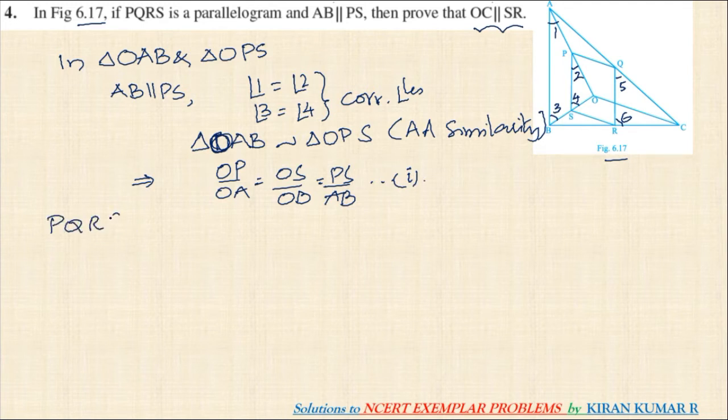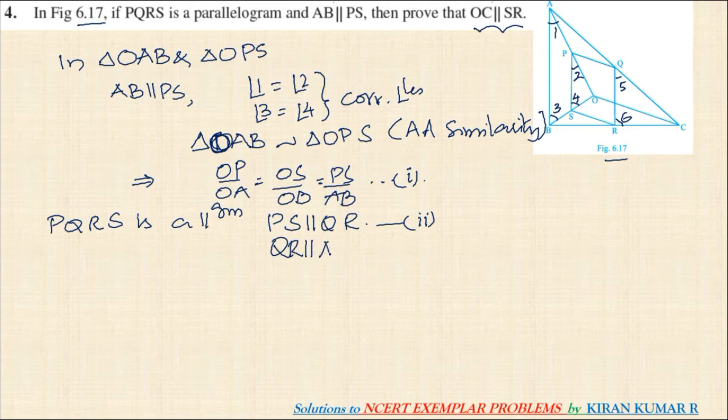PQRS is a parallelogram. Since it is a parallelogram, opposite sides are parallel to each other, PS will be parallel to QR. Let me name this as equation 2. And also QR will be parallel to AB. Let me name this as equation 3. From equation 2 and 3, I can say PS is parallel to AB. Now this is already given, so let it be.